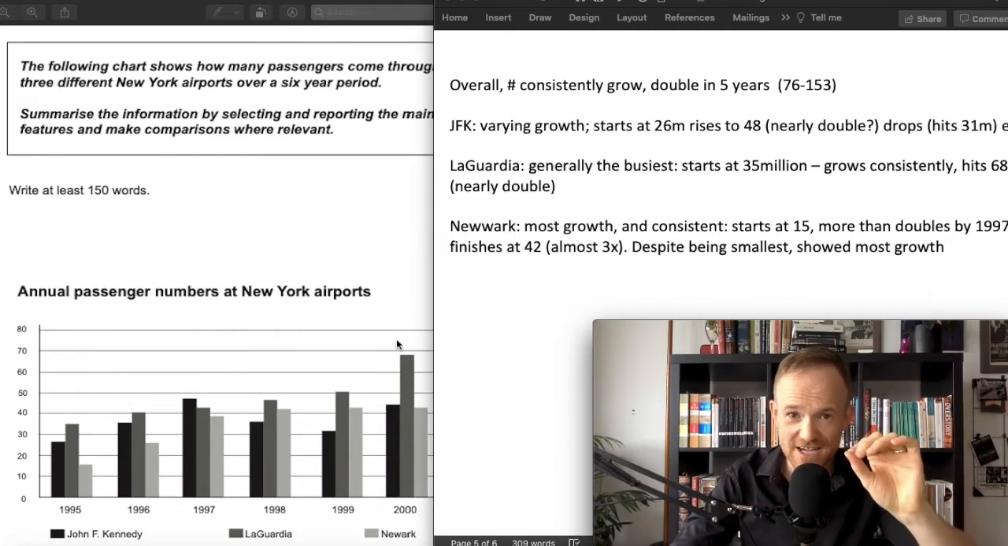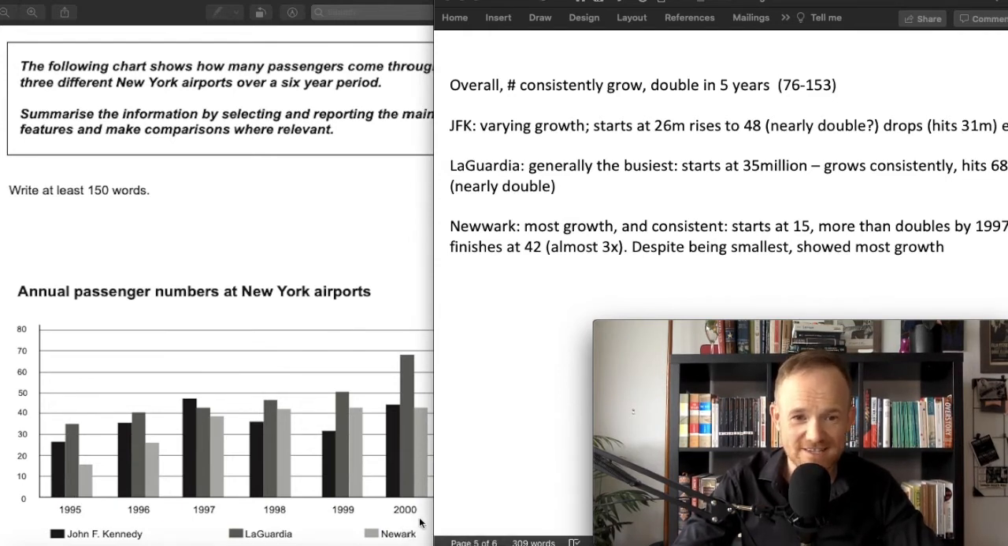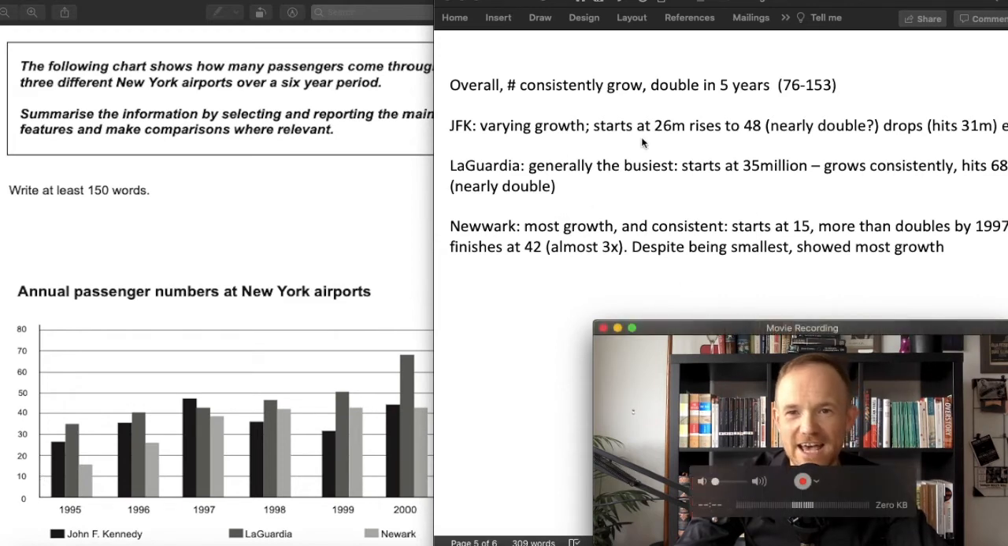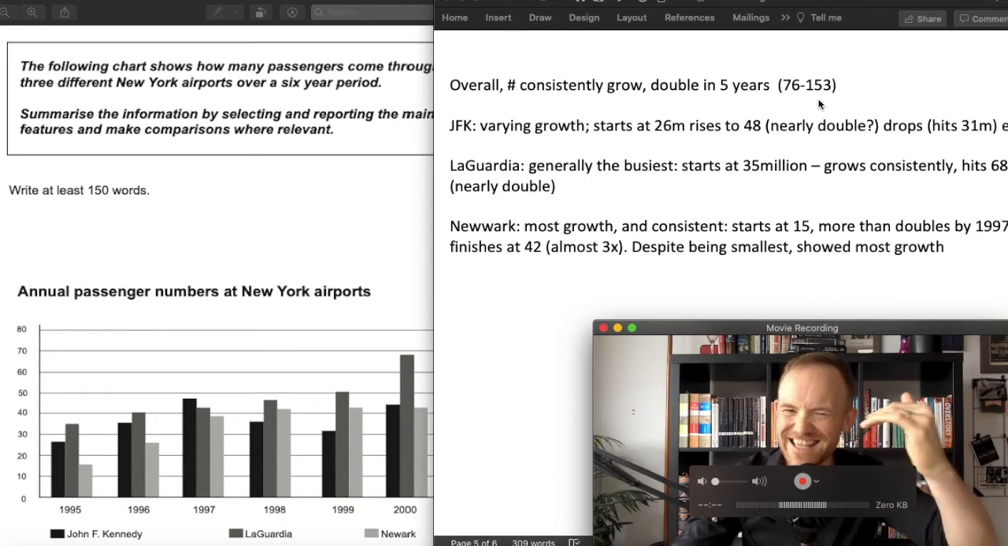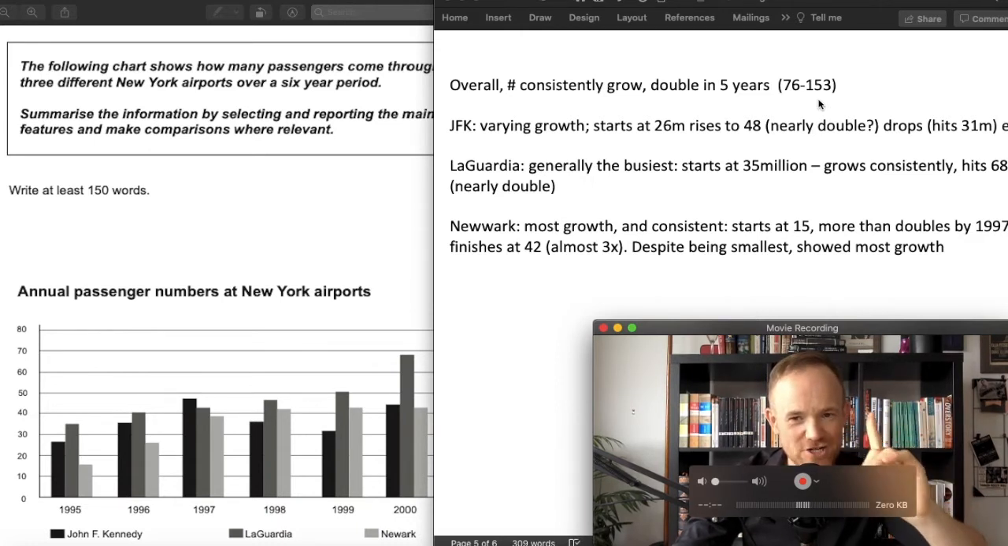The first thing I did was I looked at the first year, 1995, and 2000. And what did I see? I saw that the volume doubles. So it's roughly 76 million here, and by 2000, it's 153. So it slightly more than doubles, and I want to make sure that I've spotted that. It happens all the time. So watch out for that.